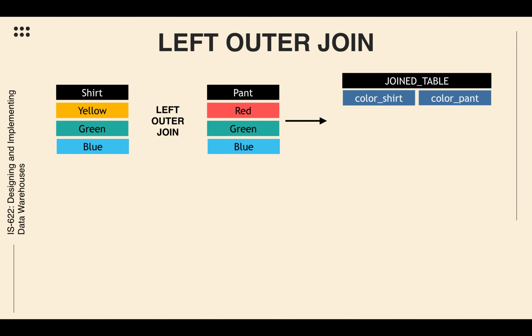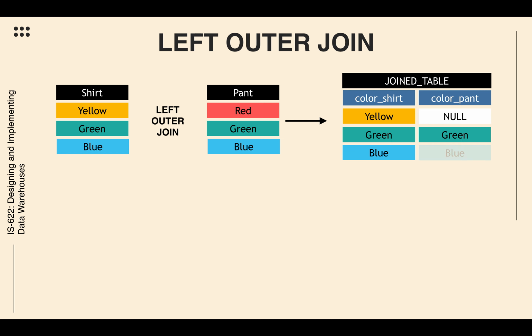The only difference here is that yellow was on the left side, but it is not there on the right side. Since I'm doing a left join, I will include yellow, but since I don't have any matching part in the pant section, I will just put null. Similarly, I will go to the next one, which is green. Green has a match, so I don't have to put null. And blue has a match. Now you see, I stop over here. I do not include red because red is in the right table, and here I'm doing a left join.